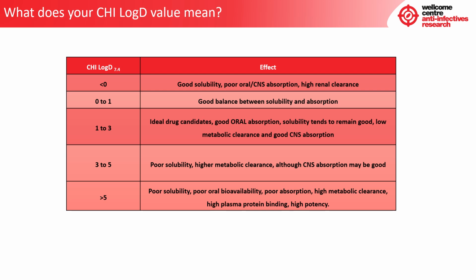So what do these chi log D values actually mean? Here we have a table of LogD at pH 7.4 and pharmacokinetic effect. You can see on the table that a LogD value of 1 to 3 is an indication of ideal drug candidates, with possible good oral absorption, solubility tends to remain good, low metabolic clearance and good CNS absorption. However, it is not always one size fits all, and this table is just a guideline.